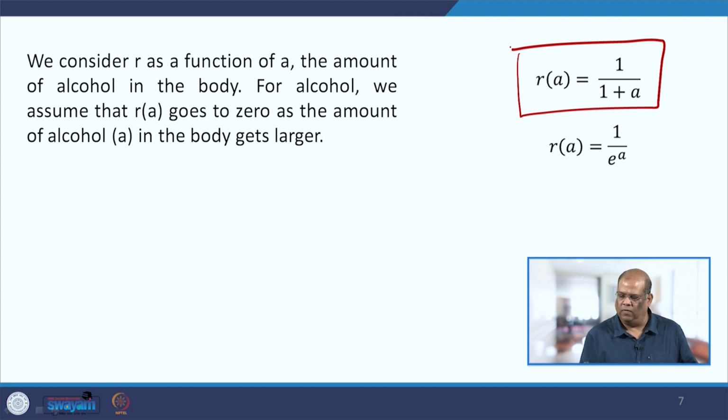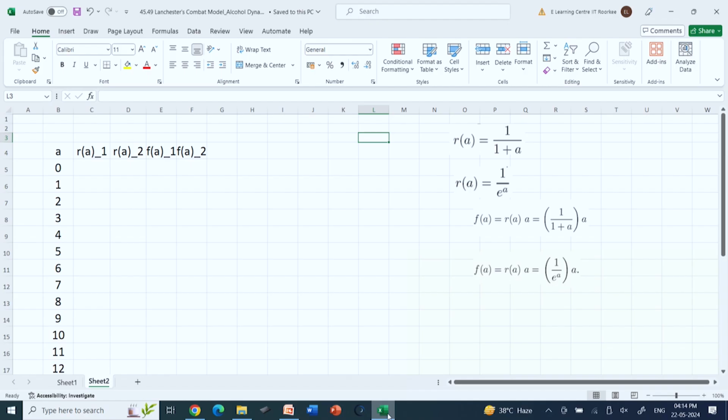One is this rational function, another is this exponential function. Now, let us see how these two functions behave. We will use Microsoft Excel to get the graph of these two functions. So, already I have the file. Here is the function Ra, the rational function, and this is the exponential function.